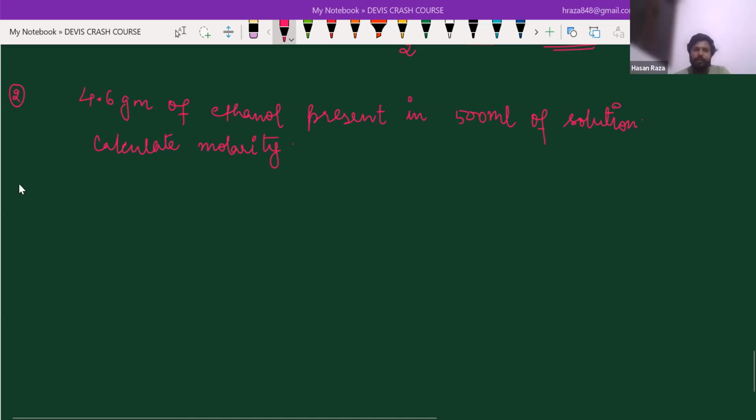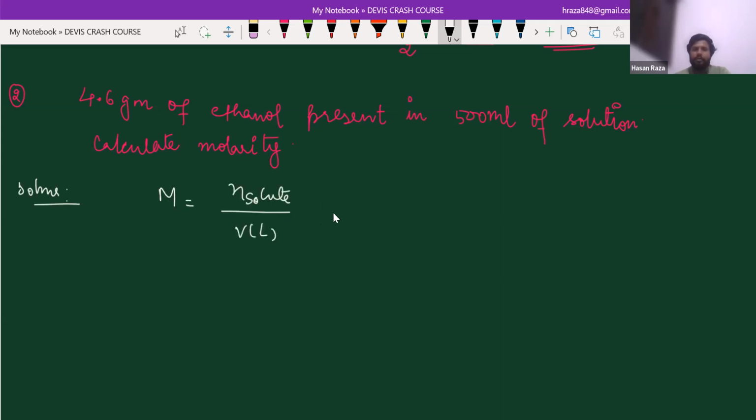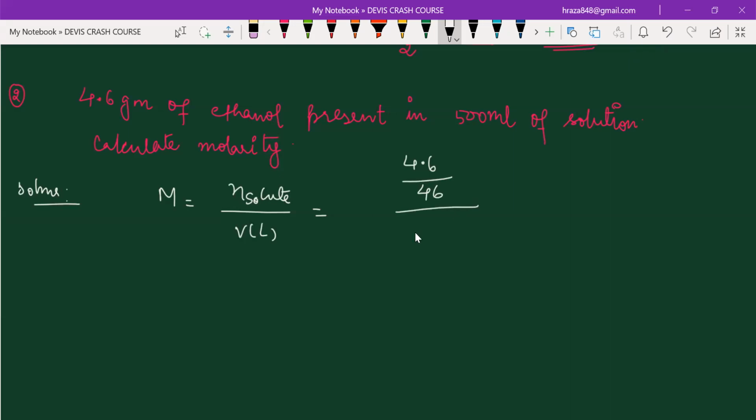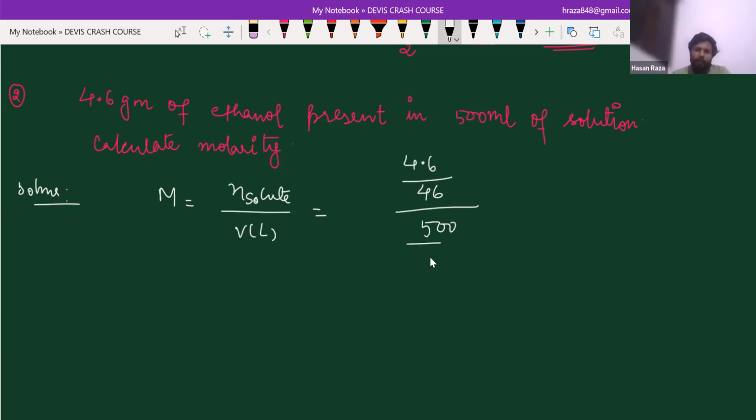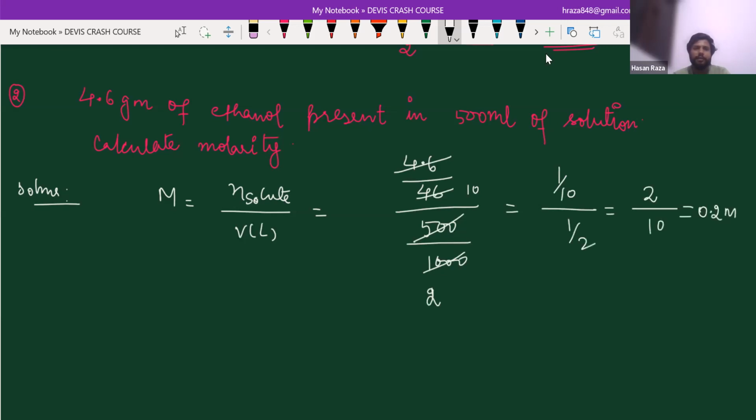Just let me check it. Molarity is number of moles of solute upon volume of solution in liters. Number of moles of solute is given mass upon molar mass, right? The molar mass you got is 46. And volume of solution in liter is 500 upon 1000. So it will be 1 by 10 divided by 1 by 2. 2 will be in the numerator and 10 in the denominator. Very good. You got the right answer.